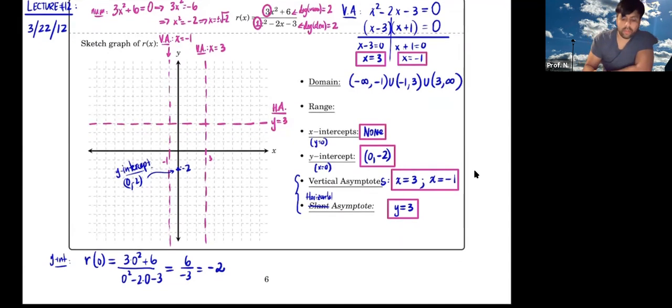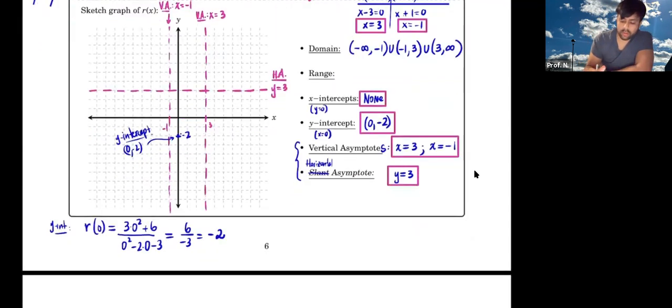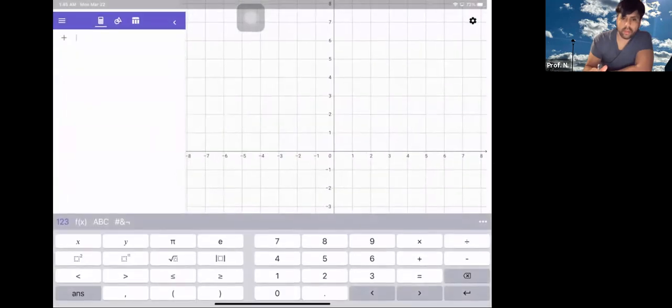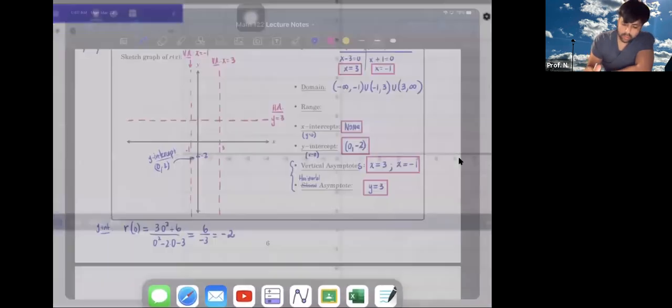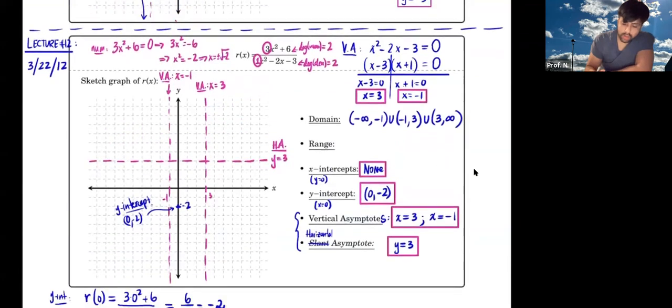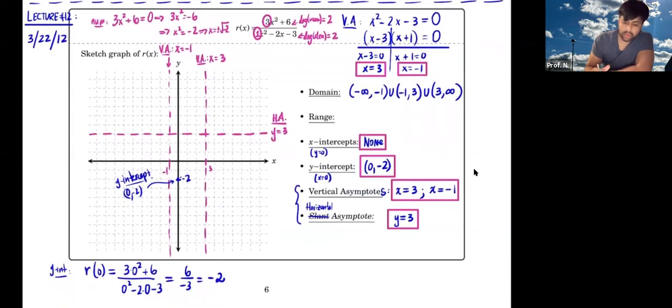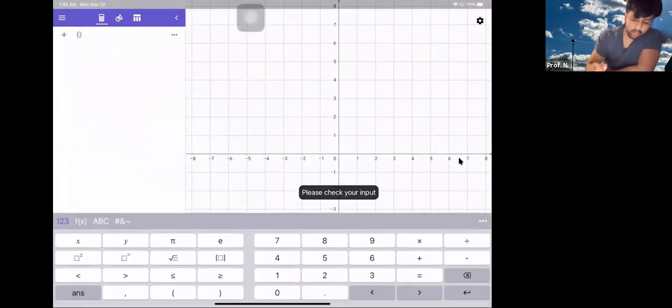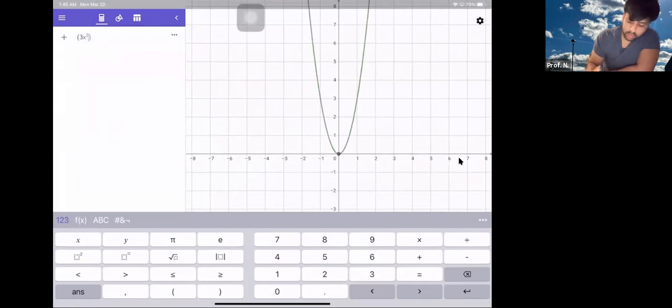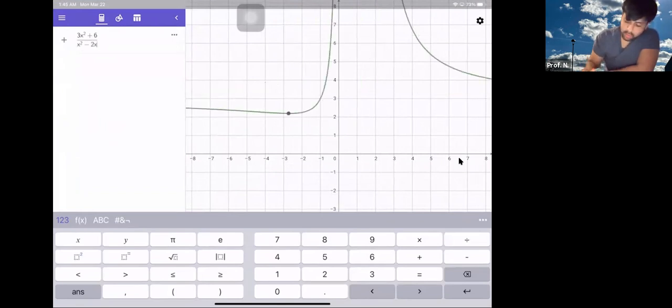Let me see if you see the rest here. Okay, yes, you do. So I'm going to graph this using a graphing calculator. So 3x squared plus 6, and then we're going to divide this by x squared minus 2x minus 3.